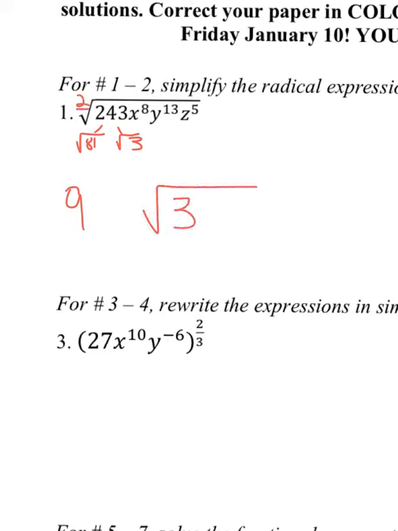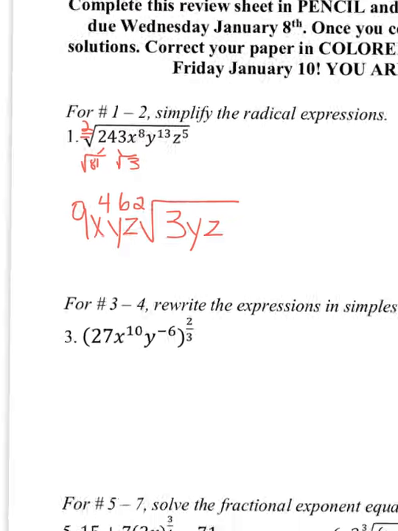Again, it's a square root, so this is a 2. 2 goes into 8 4 times. No remainder. 2 goes into 13 6 times with the remainder of 1. And 2 goes into 5 2 times with the remainder of 1. You don't have to put the 1 there, but that is your answer. If you put it there or don't, it doesn't really matter.